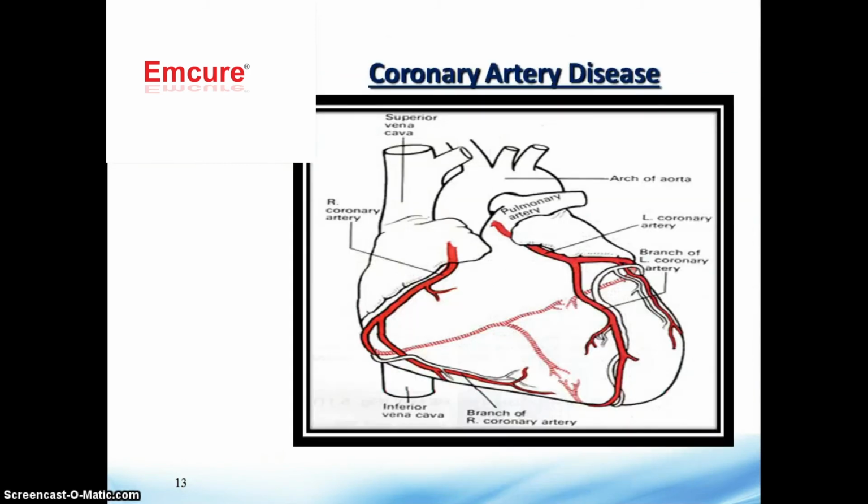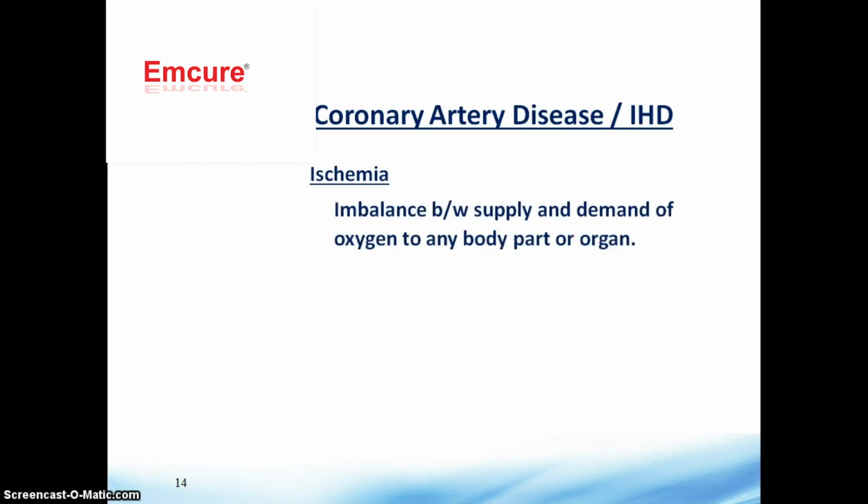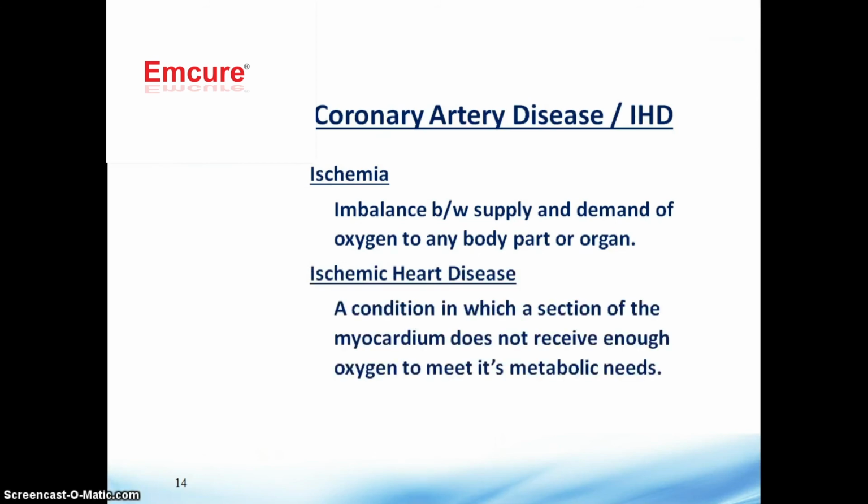Now this is again the same figure. We can use a different one, but definitely it shows again the branches of the coronaries. These are the arteries which generally get thrombosed or occluded, and they can lead to ischemia, which is an imbalance between the supply and demand of oxygen to the heart. This ischemia can develop not only in the heart, but in any major organ or any end organ. So that term will be the same. It will be called ischemia.